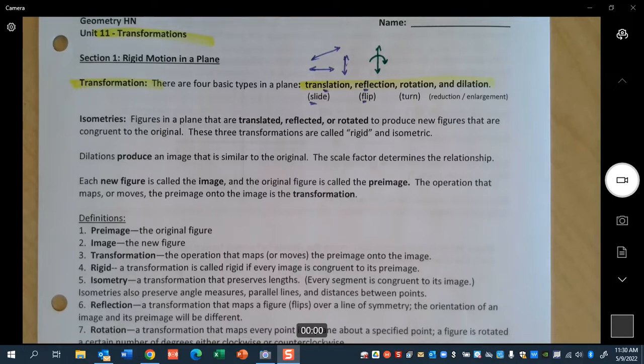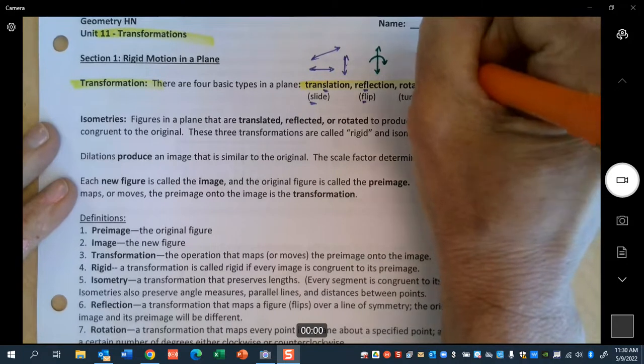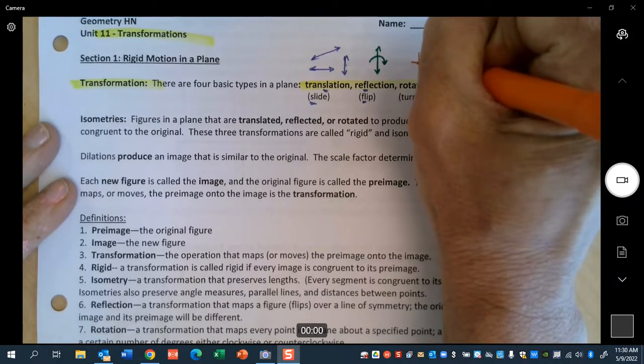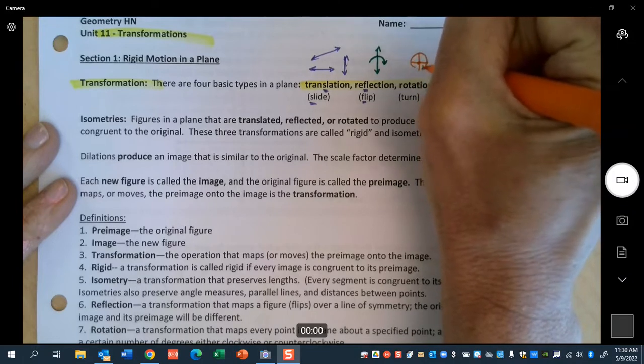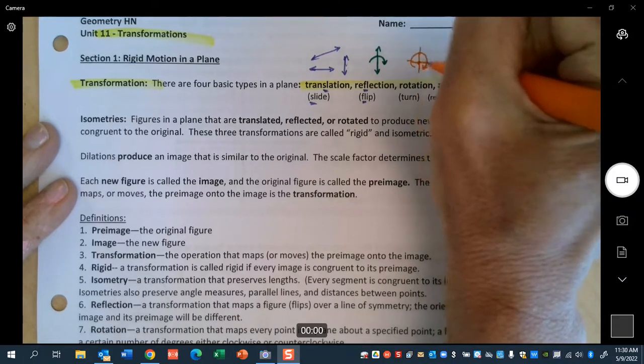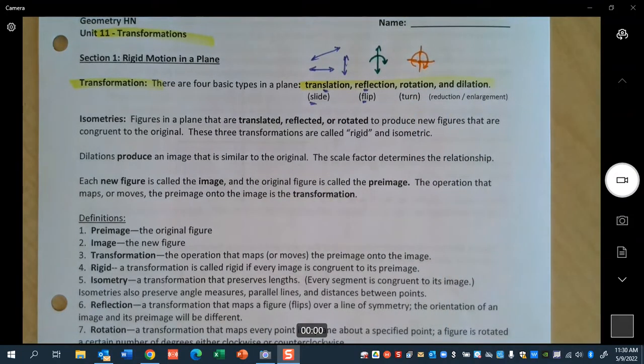When we talk about rotations, we're talking about turns. And there's a couple kinds of rotations. One is going to be if you're rotating something about the origin. We can talk about that kind of rotation. And we can also talk about rotating something on a point. So if you want to picture a shape rotating around one of its vertices. Those are the harder ones. We don't do them as much. Usually we're rotating around the origin.